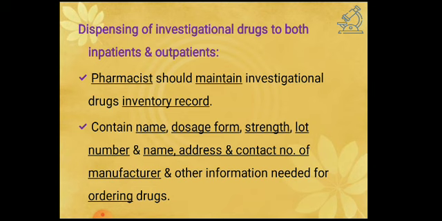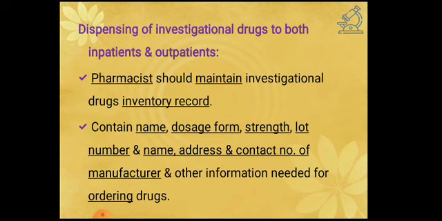Okay, the record should mention the name of the drug, the dosage form of the drug, the strength, that is the concentration of the drug, and whatever lot number or batch number is there. Information about the manufacturer should also be there, like name, address, and contact number details.